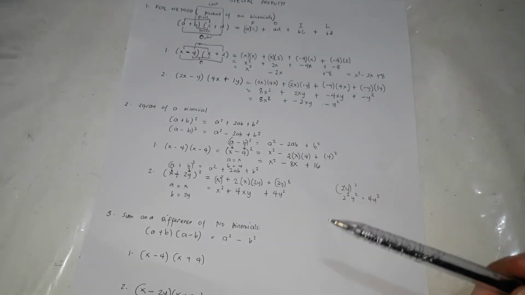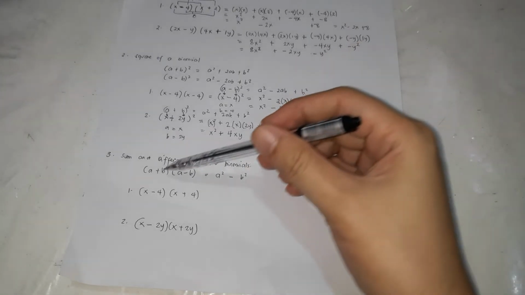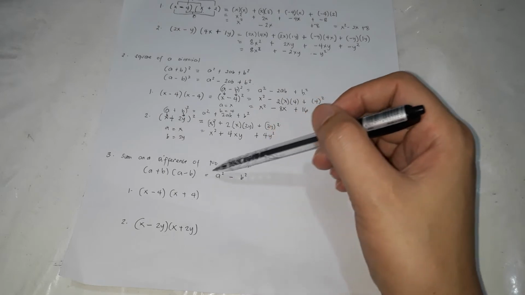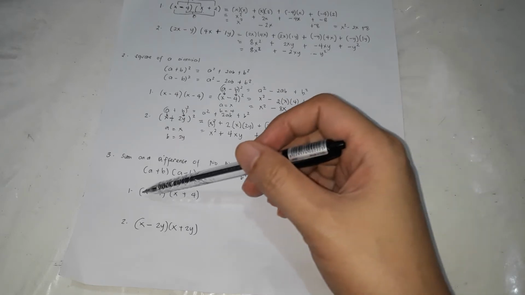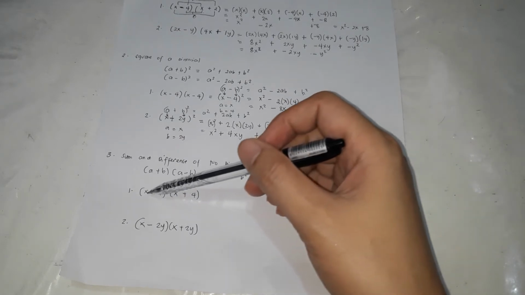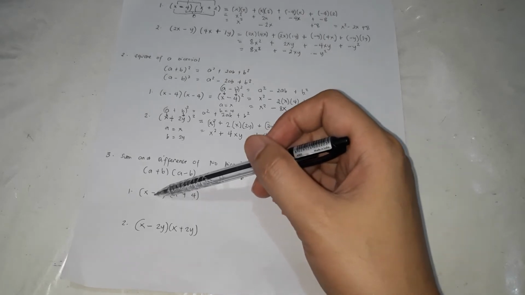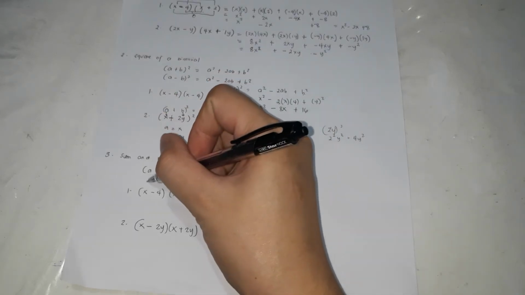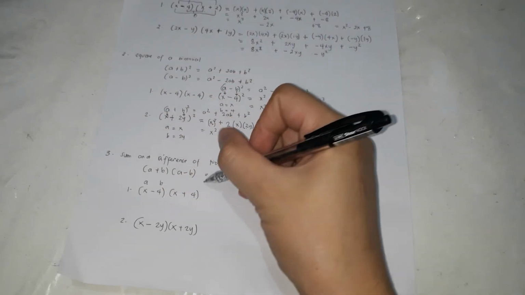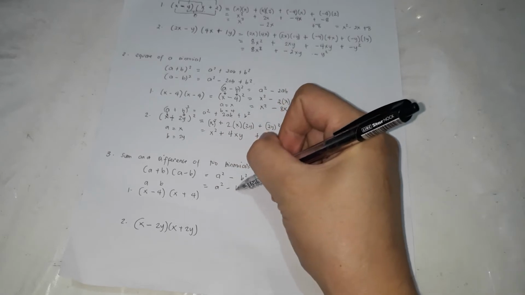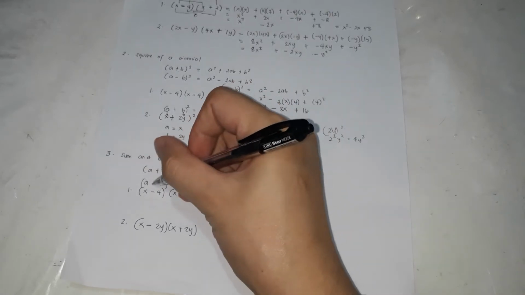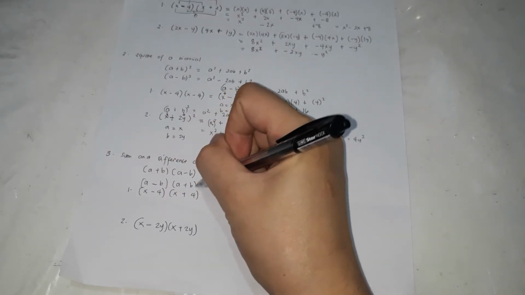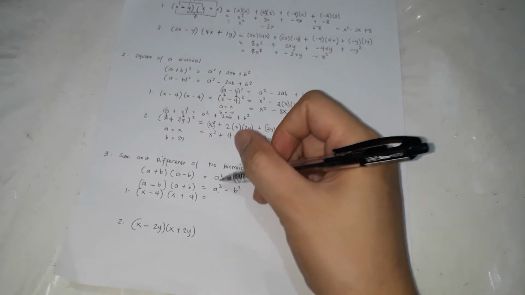Next. For number 3, it's sum and difference of two binomials. So the sum and difference of two binomials is very easy. A plus b times a minus b is equal to a squared minus b squared. So magkatulad lang yung first terms, x, tapos 4, 4. Ang magkaiba lang is dito minus, isa plus. So all you have to do is identify a at saka b. It's equal to a squared minus b squared. So, ito siya, a minus b, a plus b. So, the answer is a squared minus b squared.